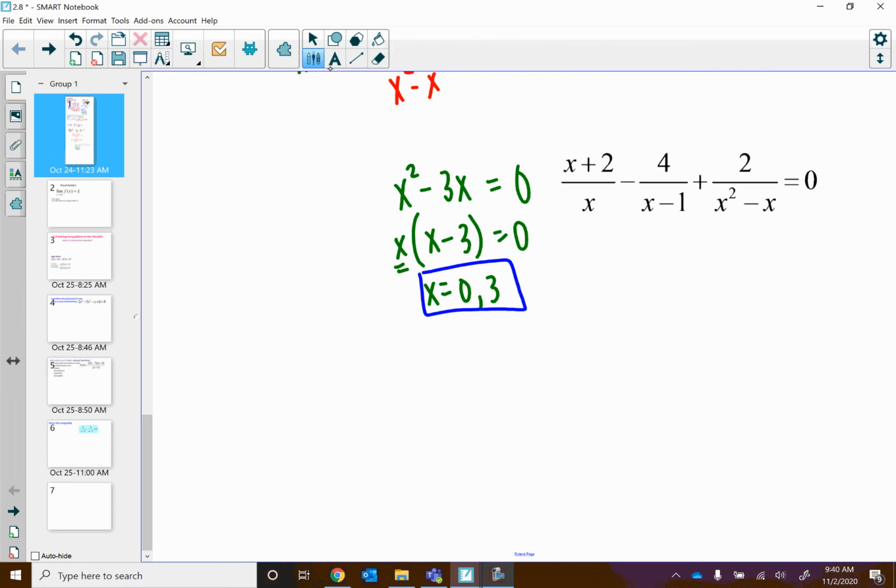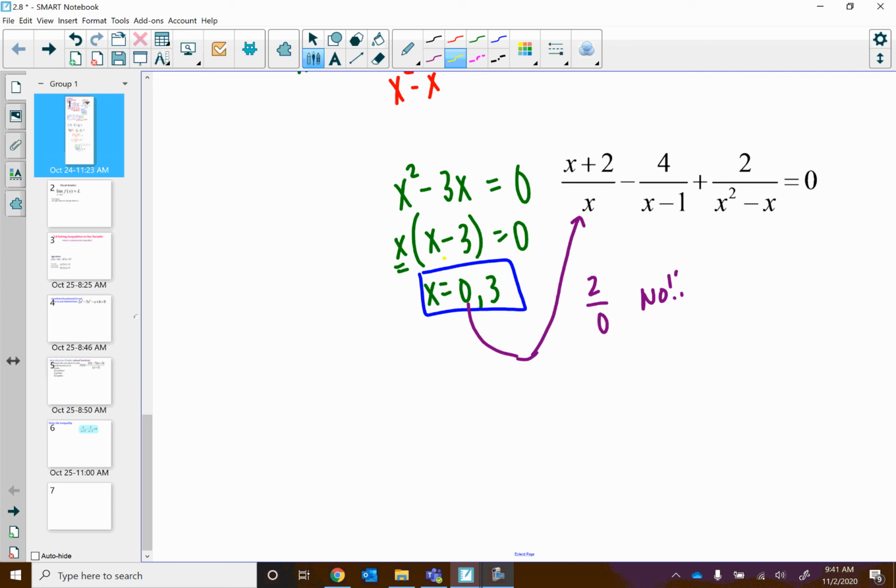So if we look at our solutions, x equals 0 and x equals 3, and we plug them back in, notice we're going to have an issue. If I plug in 0 here, I would get 2 over 0. Can we divide by 0? No. This is an extraneous solution here because it does not actually make our equation true.